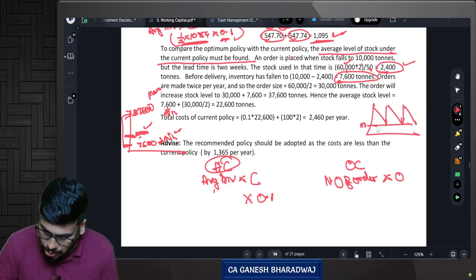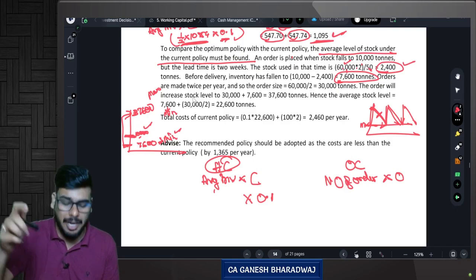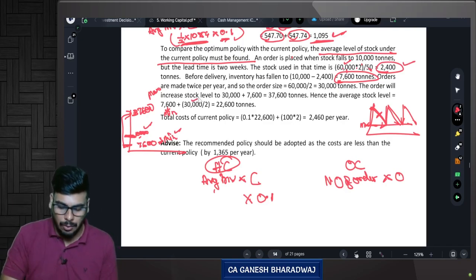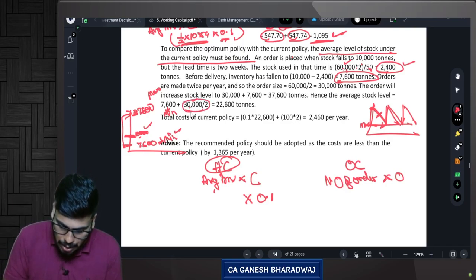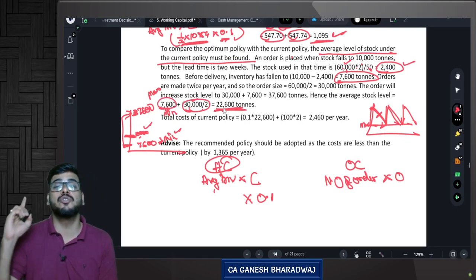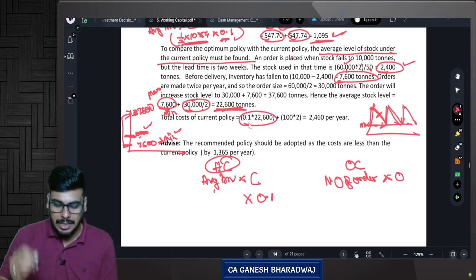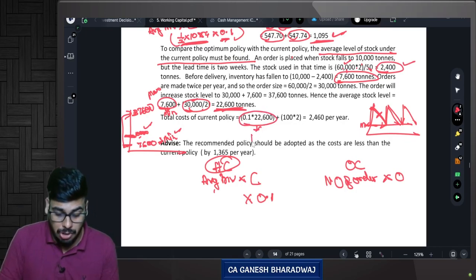That is because the stock fluctuation will happen only above the minimum level. So you take the average of my EOQ. So what is the EOQ in this case? Order quantity. What is the order quantity? 30,000. So 30,000 divided by 2 plus the minimum stock of 7,600. So the average stock gives you 22,600. So 22,600 into 0.1. This is going to be your overall carrying cost or holding cost.